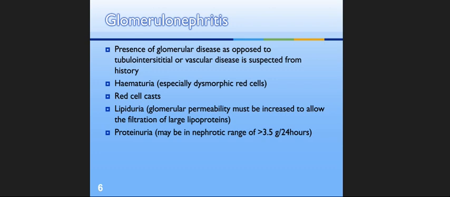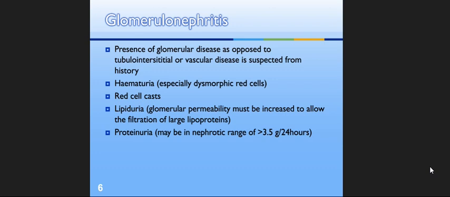Look, tubulo-interstitial means both the tubules and the interstitium, both may present with one pathology. Or vascular disease is suspected from the history of the patient. So again, taking a thorough history is mandatory because it gives you a good clinical impression about your patient.